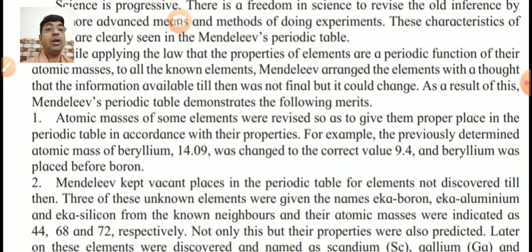Atomic masses of some elements were revised so as to give them a proper place in Mendeleev's periodic table in accordance with their properties. For example, which is that element giving the correct place? The previously determined atomic mass of beryllium, 14.09, was changed to the correct value 9.4, and beryllium was placed before boron. This is the first merit of Mendeleev's periodic table.